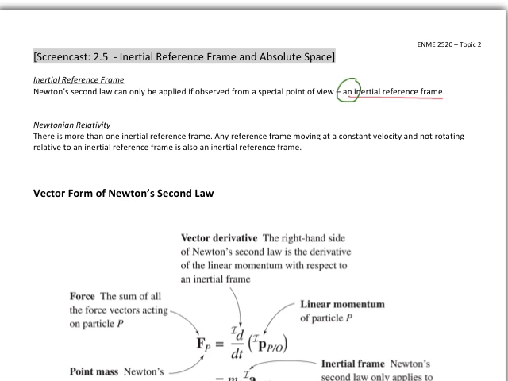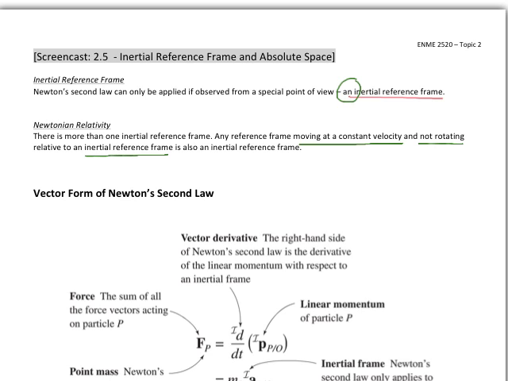And so that introduces another important idea, Newtonian relativity. Newtonian relativity says that there is more than one inertial reference frame. Any reference frame moving at a constant velocity and not rotating relative to another inertial reference frame is also an inertial reference frame. So in the definition of an inertial reference frame, we compare the motion between them, and that allows us to make observations.